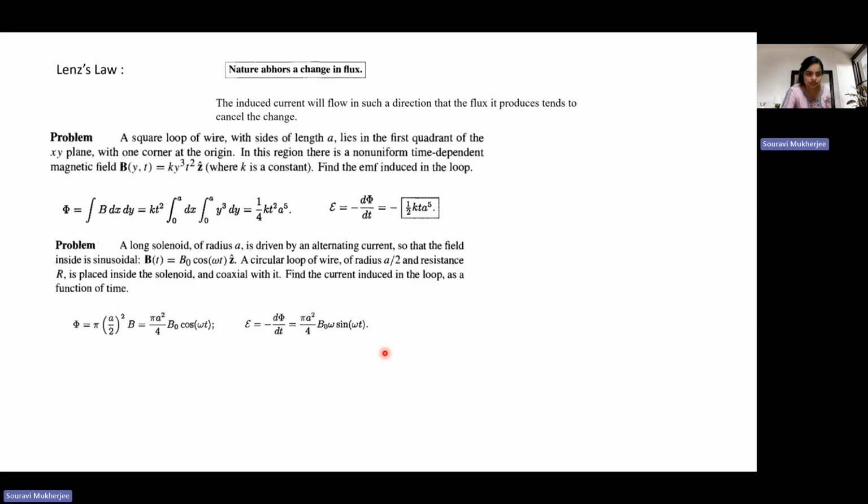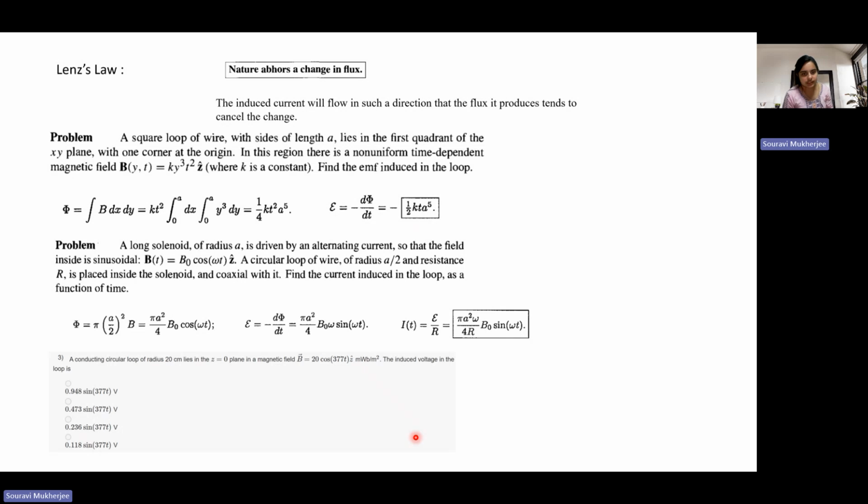Now, if this is your EMF, which is basically the potential difference, so you know V, and the resistance is specified as R, so you know the current. So the current as a function of time would be given by this relation here. This is how you can try to find expressions for different kinds of questions where you are asked about the induced current, the direction, and all of that.